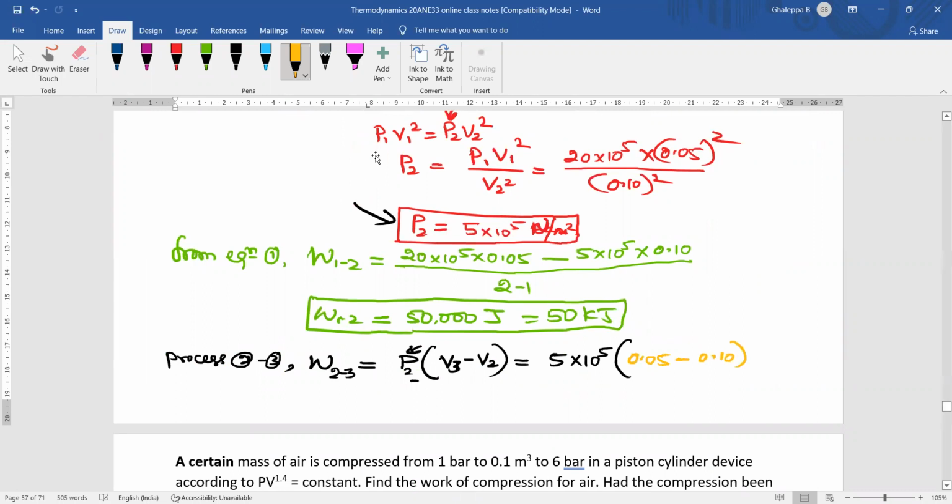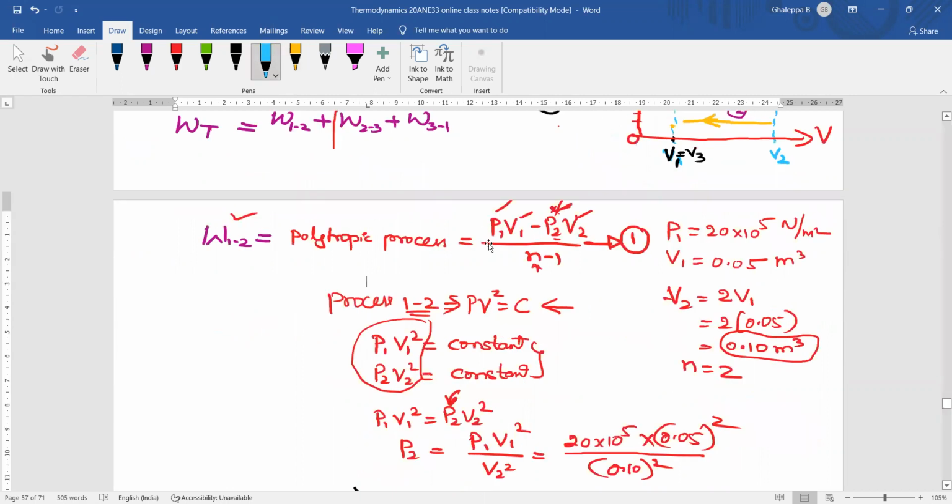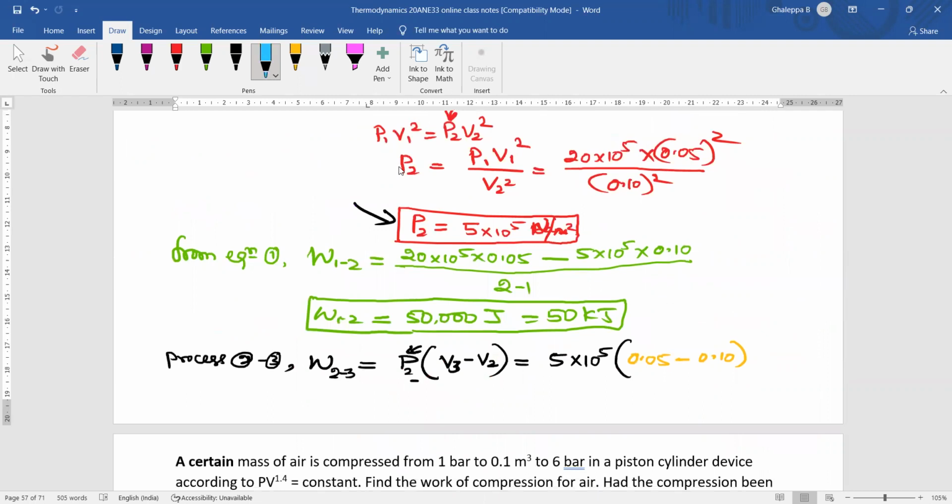Now tell me whether it is a positive or negative value. Is 2 to 3 expansion or compression? Compression, so negative value. Point 2 volume is more than point 3 volume, so it is undergoing compression. So you should get a negative value. 100% you will get a negative value.